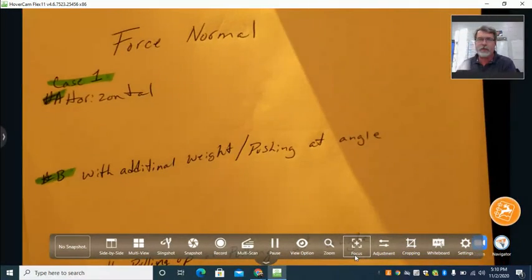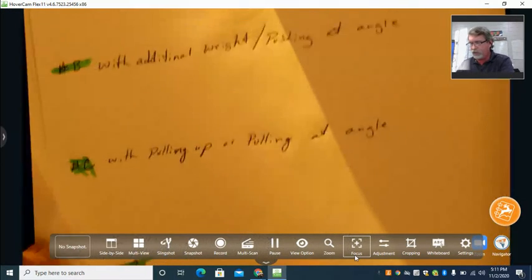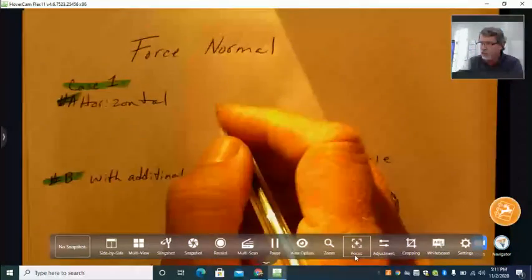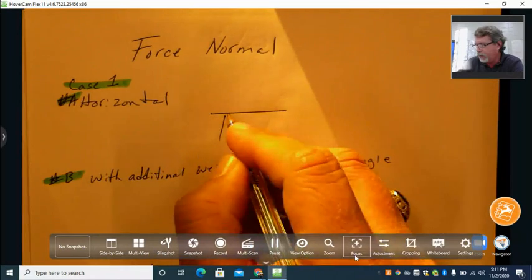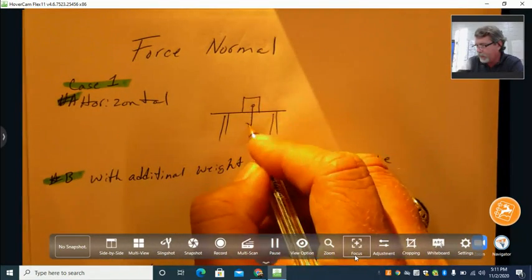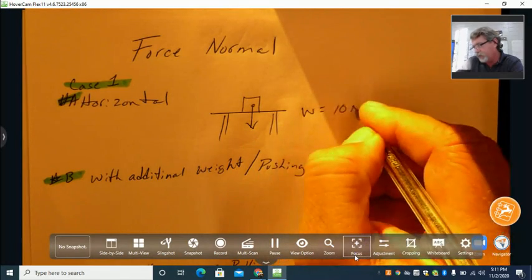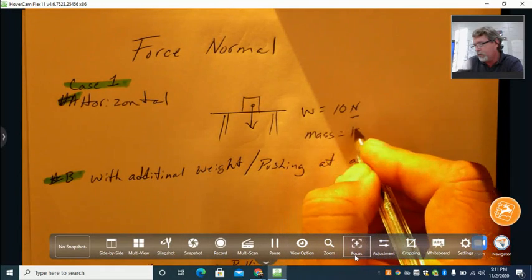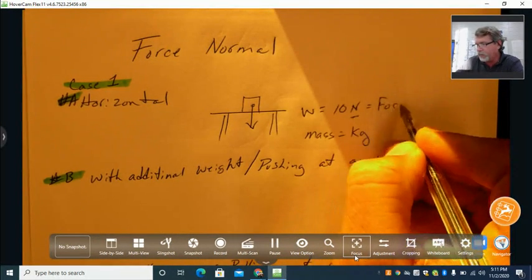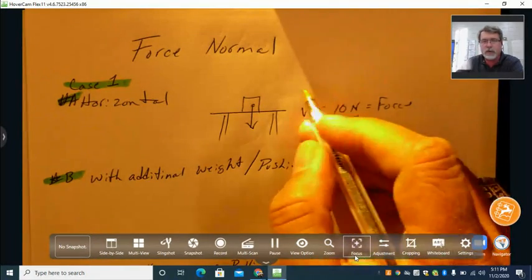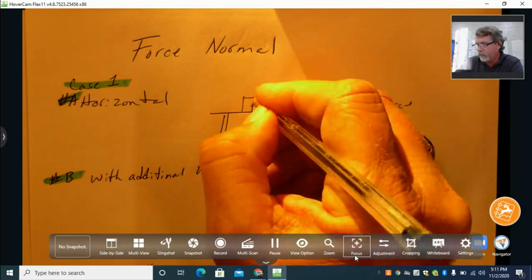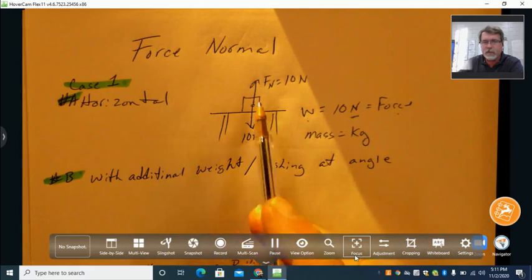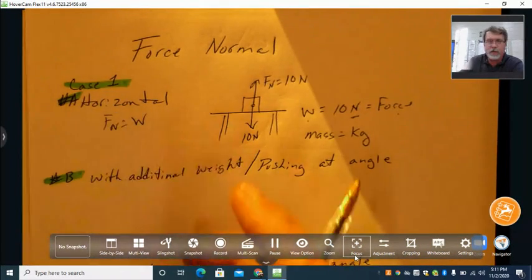All right, we're going to quickly go through force normal. We have two cases, case 1 and case 2. And then we have 3 examples of case 1. So force normal for case 1, a horizontal surface. So if we have a box sitting on a table, and let's say the weight of that box is 10 newtons, okay? Now be sure this is weight, which is in newtons. Mass is in kilograms. So if you already get a newtons, that's a force, and weight is a force. So if this has a weight of 10 newtons, then the force normal is 10 newtons as well. When you're on a horizontal surface, force normal equals the weight of the object.